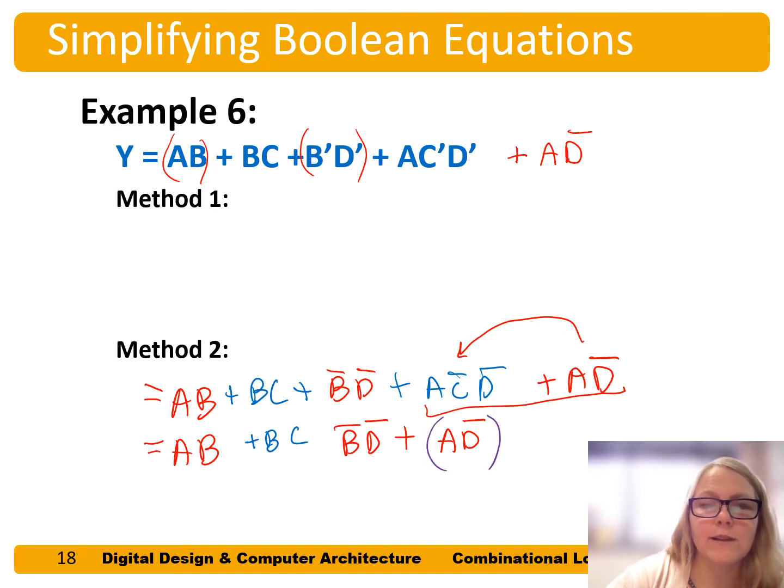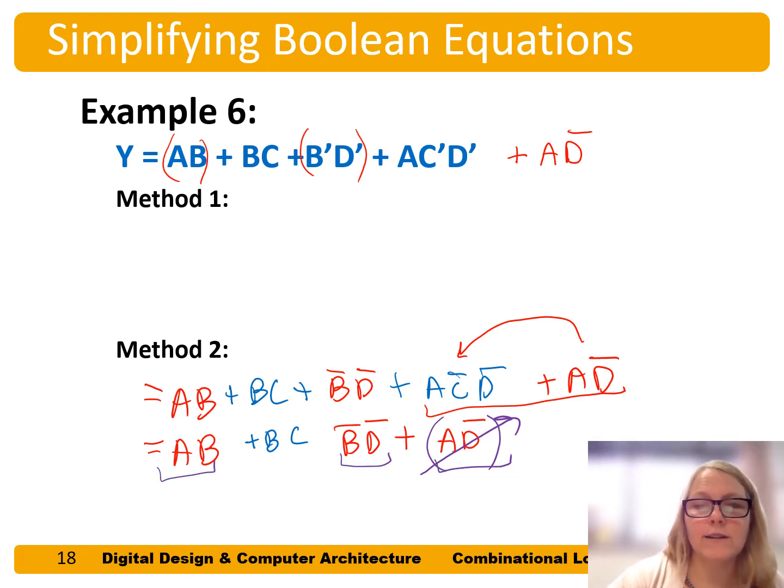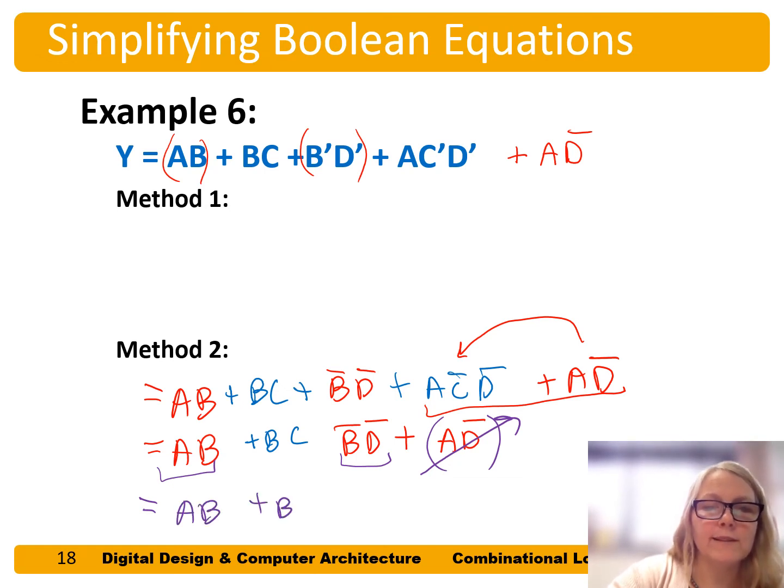So we take this term and we say, well, consensus says I don't need that. AB or BD bar or AD bar is the same as just AB or B bar D bar. And so then we get equals AB or BC or B bar D bar.